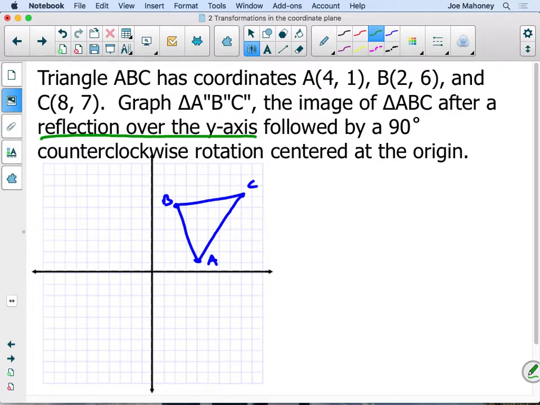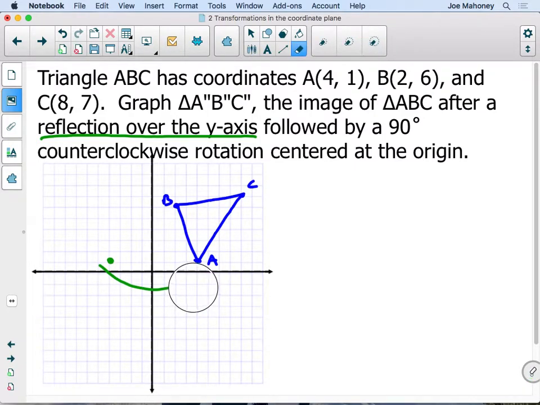And once I get that, then I do my 90-degree counterclockwise rotation. So here's a couple little hints for you. We do a reflection over the y-axis. Think about flipping this over the y-axis. If you do that, point A is going to kind of go over to there. It's going to go over 4 units away.